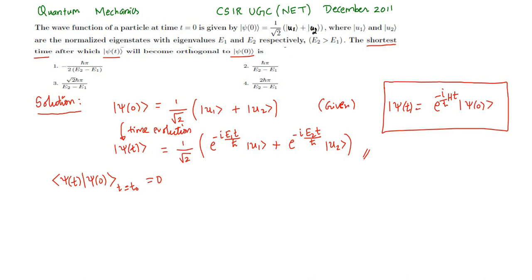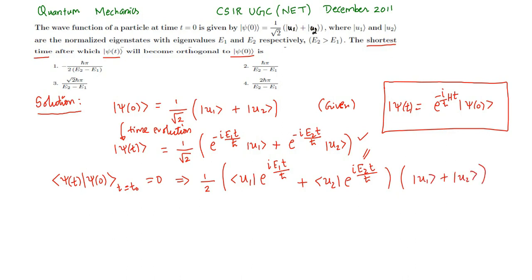Now how to determine this? Already we know psi of t and psi of 0. Take the inner product. Now let us write this down. 1 by root 2, this is also 1 by root 2, therefore when I take the product I will get 1 by 2. I have to write this in terms of the bra vector. Therefore this will become bra u1 e power i E1 t by h bar, the complex conjugate of minus i becoming plus i, and similarly bra u2 e power i E2 t by h bar, times ket u1 plus ket u2. 1 by root 2 into 1 by root 2 is 1 by 2, and this is equal to 0.